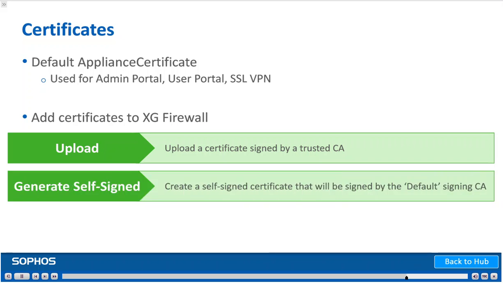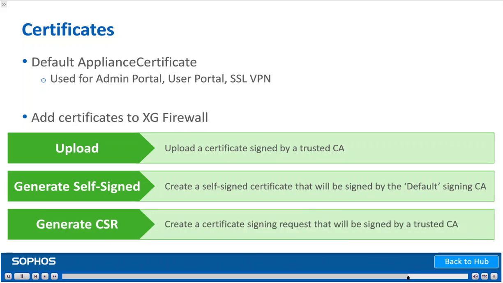Generate a self-signed certificate. This will be generated and signed by the XG Firewall's own default signing certificate authority. The third option is to generate a CSR and download it along with the private key and passphrase. This is a signing request for a certificate that can be signed by either a third-party company or an internal enterprise certificate authority. Once you have the certificate, you can then upload it to the XG Firewall.